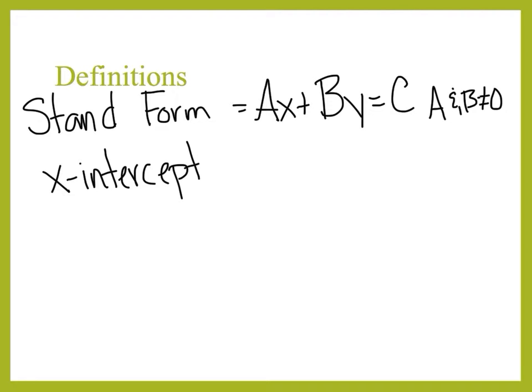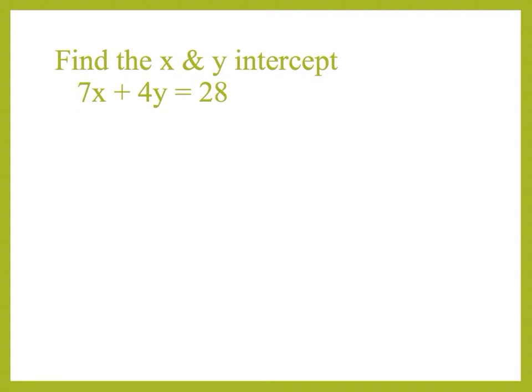The x-intercept is the point on the graph where the line crosses the x-axis. So it's actually what x equals when the line crosses the x-axis. We have the y-intercept, which is very similar, except we're talking about y. So it's the point on the graph, the y value, where the line crosses the y-axis. Now let's find the x and y-intercept here.